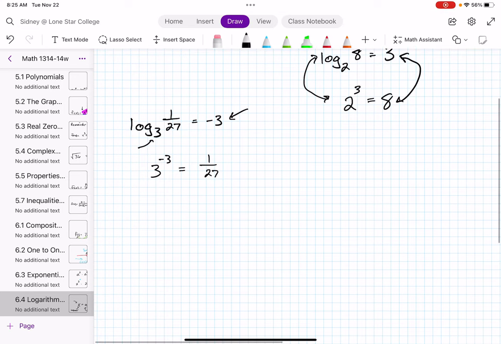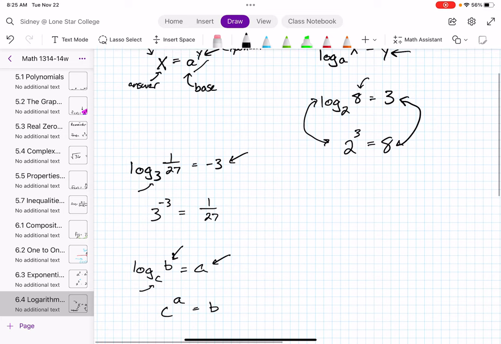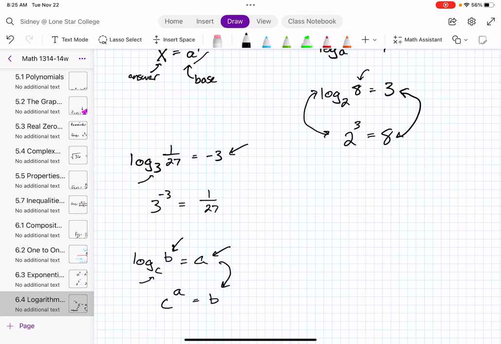So symbolically, if I have something like this, if I have log base c of b equals a, remember that this is where the base is. So the base is right there. This is the exponent, so that's c to the power of a. And it equals right there, what you get when you actually do that number crunching. c to the power of a equals b. So you need to be able to move these things around and understand the relationship between these two forms of the same mathematical relationship.